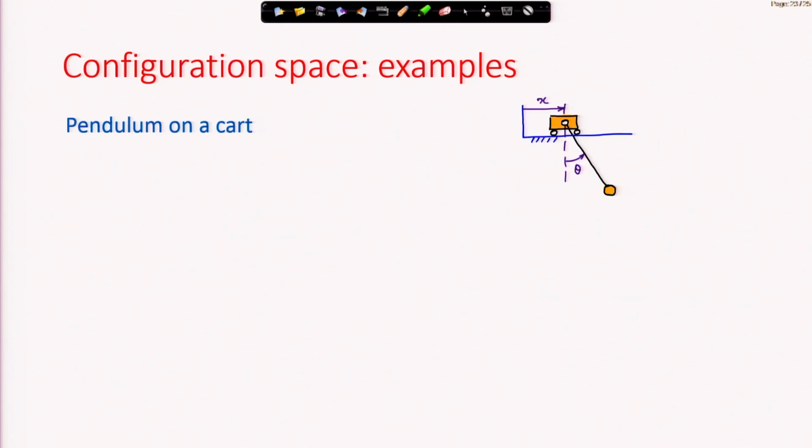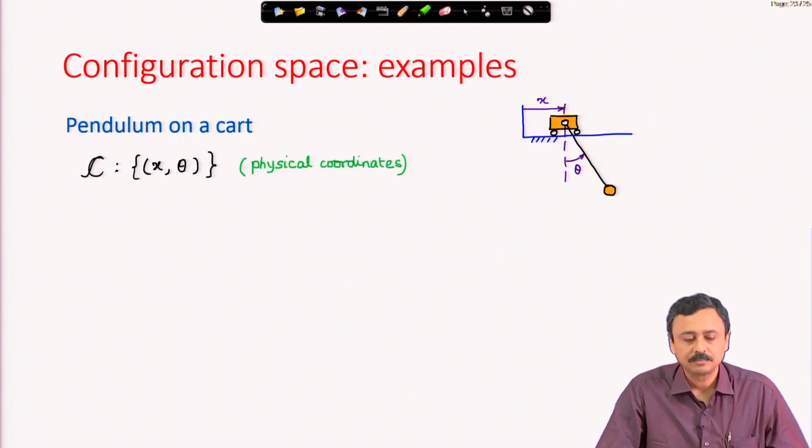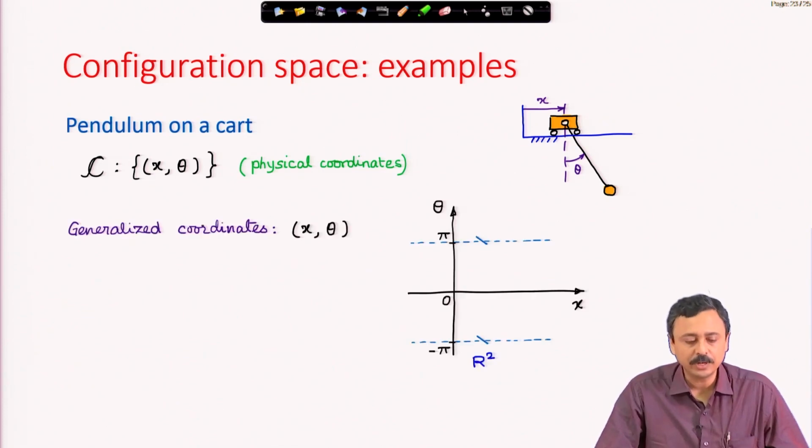Let us look at a pendulum on a cart as shown in this figure, and this cart is freely moving on a frictionless surface. We need these two coordinates x and theta to locate the bead as well as the cart. So, these are the physical coordinates, and they are also the generalized coordinates. X and theta are also the generalized coordinates.